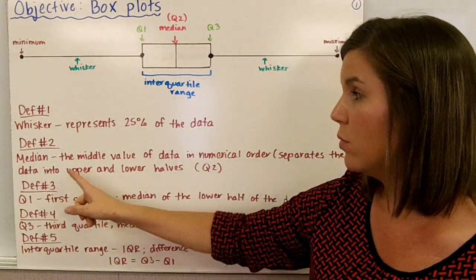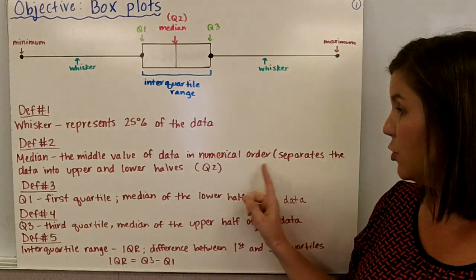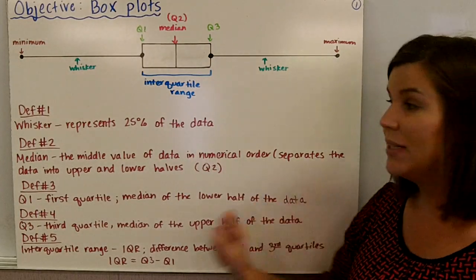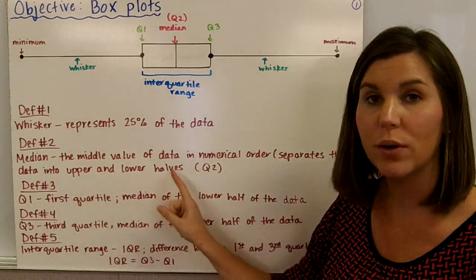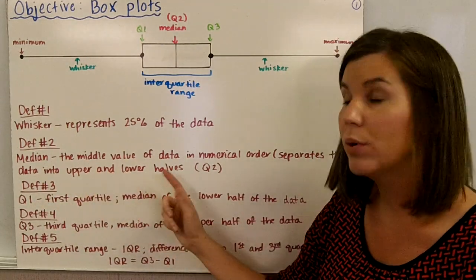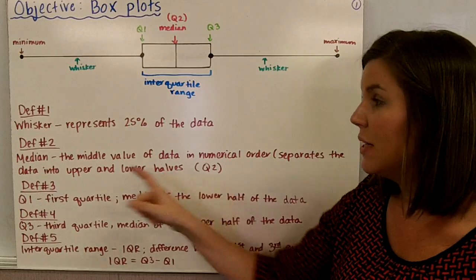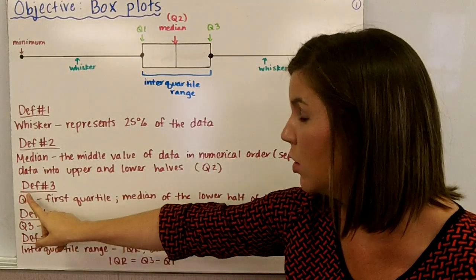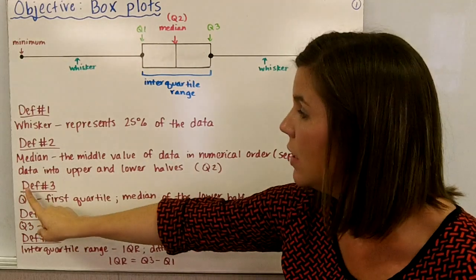Now you've seen this word before. The median is the middle value of data in numerical order, and it has to be in numerical order. This separates the data into upper and lower halves, or upper and lower quartiles. The median is sometimes called Q2, the second quartile.